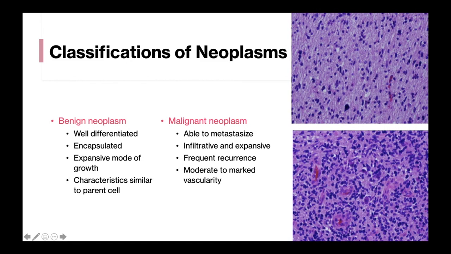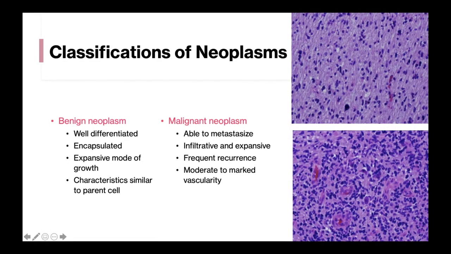Yeah, so for the purposes of this test, I guess we're just saying that benign is well differentiated and malignant is poorly differentiated. But you can actually have malignant tumors that are well differentiated. But you go by whatever's in the slides and the textbook, right?